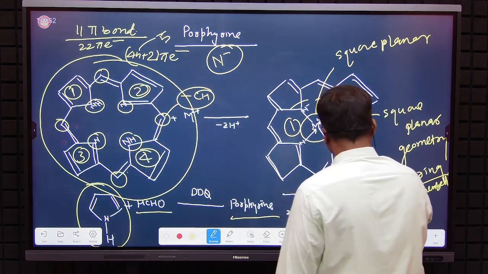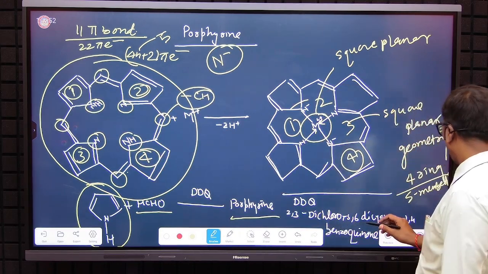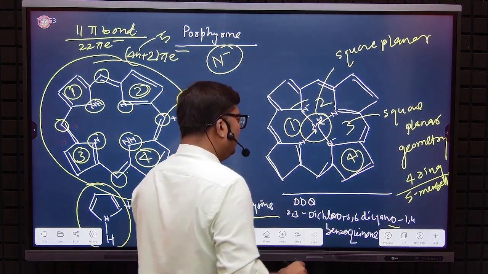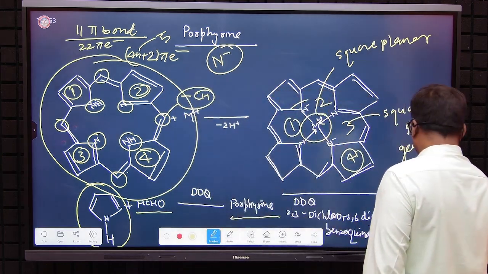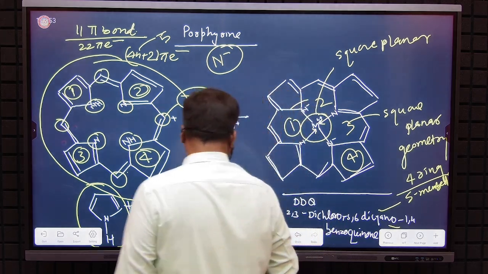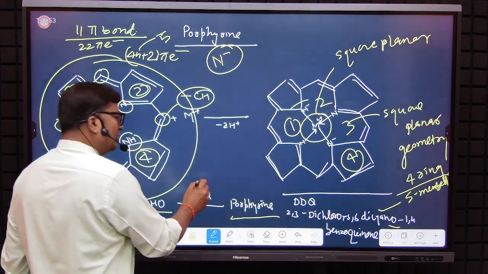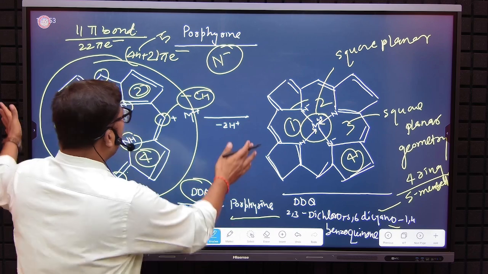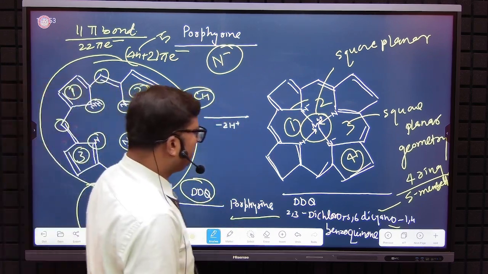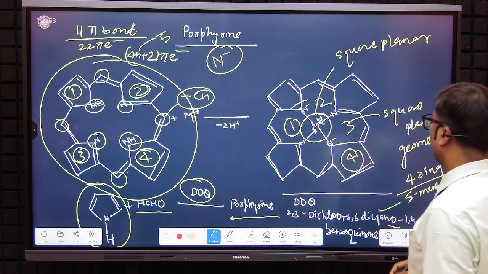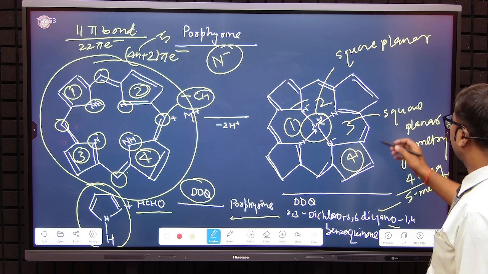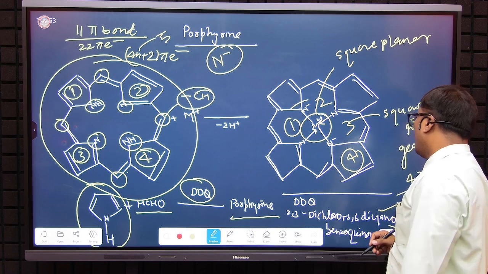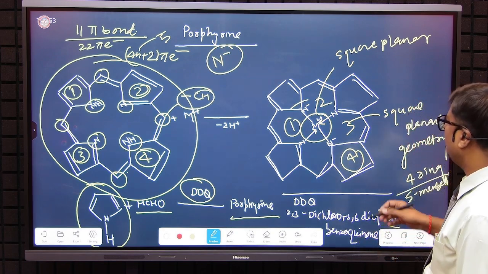So here DDQ stands for 2,3-dichloro-5,6-dicyano-1,4-benzoquinone. This acts as a highly electron deficient center. This DDQ has a high capacity to polymerize this pyrrole structure into porphyrin rings. So this is the overall structure. Now, because of the presence of hydrocarbons on the exterior of this ring, they are soluble in nonpolar solvents like benzene, ether, chloroform.